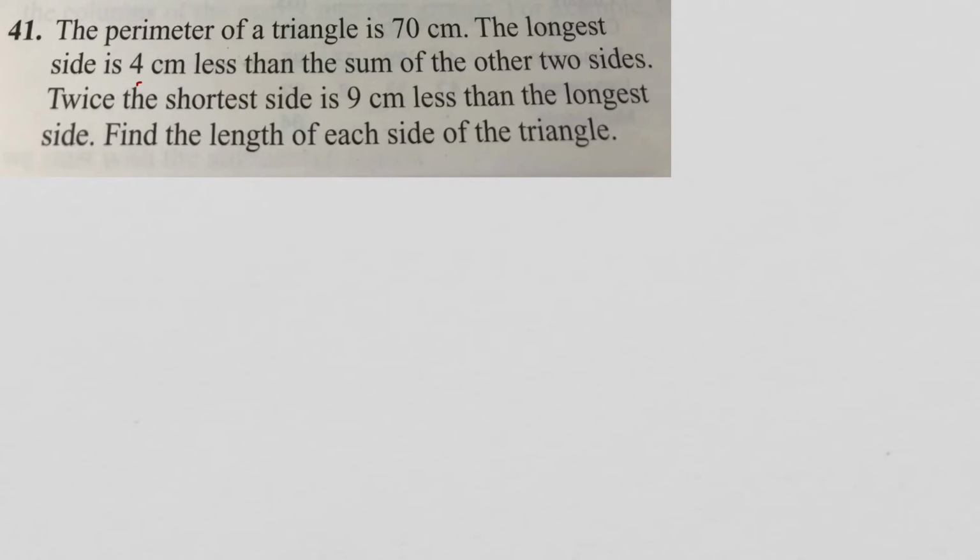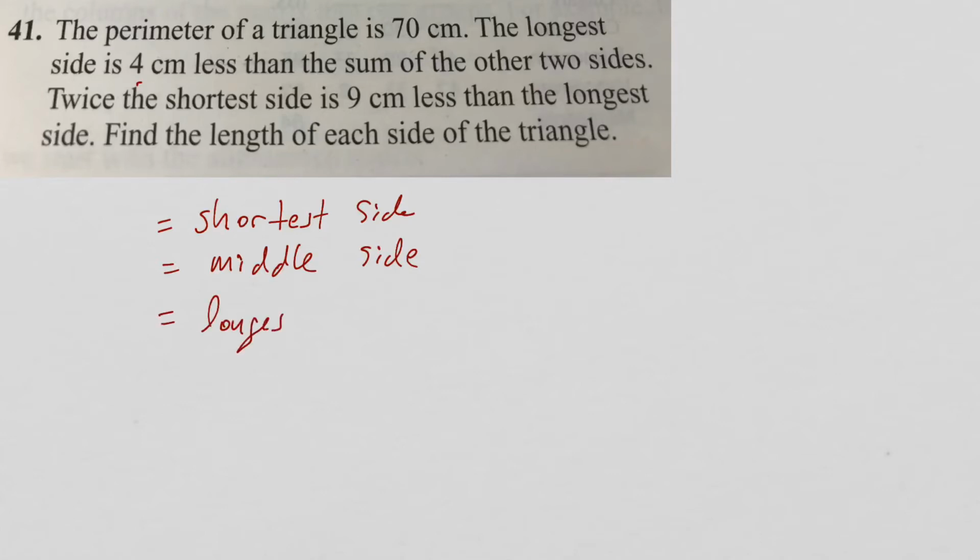Okay, so I'm going to find 3 sides. I'll say that we have the equals the shortest side, the middle side, and the longest side. Okay, I'm going to call this H because I don't want to use S. It looks like a 5. This will be M, and this will be L. All right. Now, the perimeter of the triangle is 70. So I'm going to say H plus M plus L is 70.